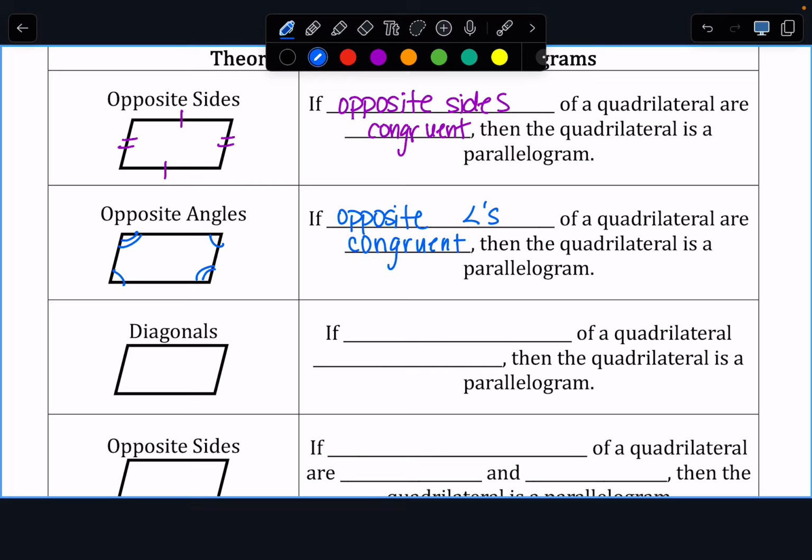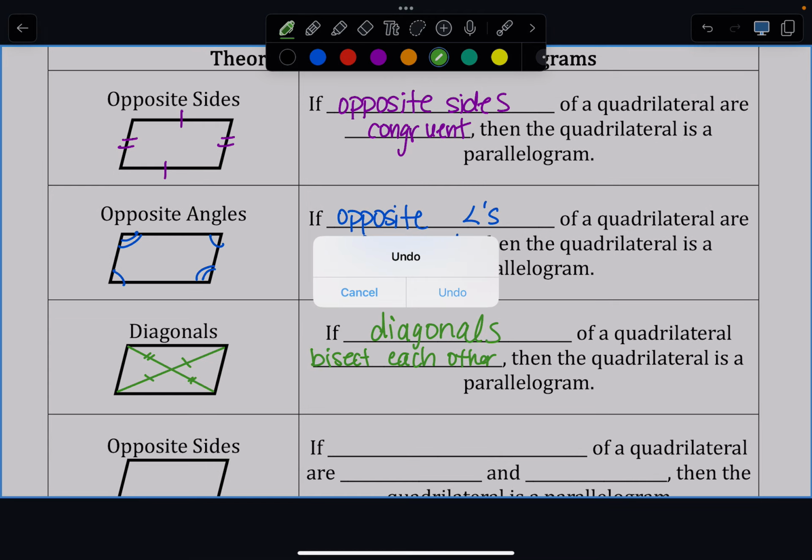Okay, so what's the next one going to be? If the diagonals of a quadrilateral, not congruent, if the diagonals do what? Bisect each other, then we know our quadrilateral is a parallelogram. So they have to bisect each other.